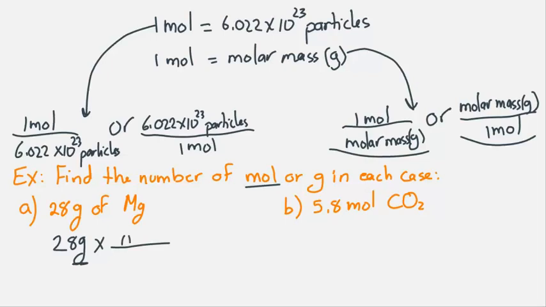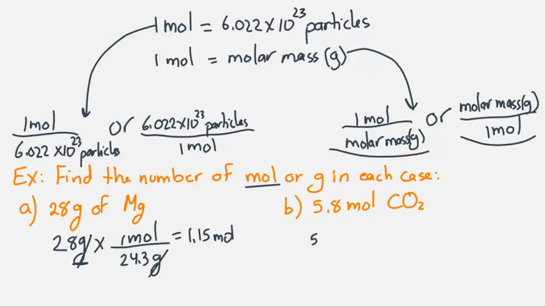So 1 mole over the molar mass of magnesium. If you go to the periodic table, it's 24.3 grams. So gram by gram cancelled, and you get 1.15 moles. Now let's go to the second part.